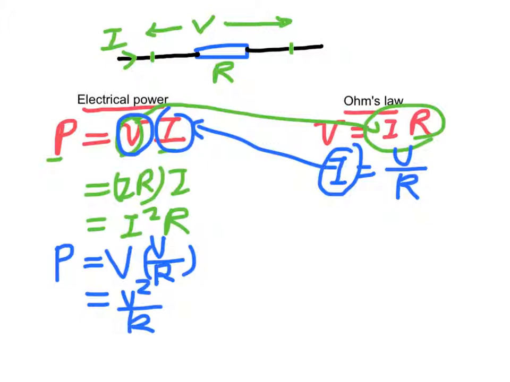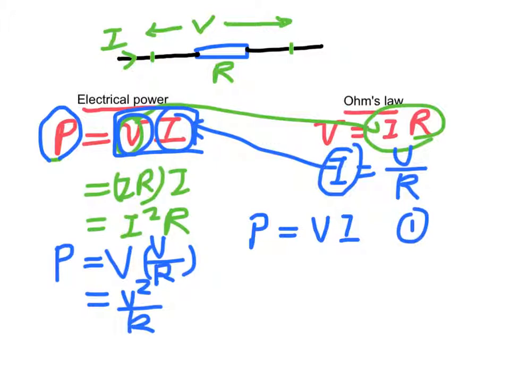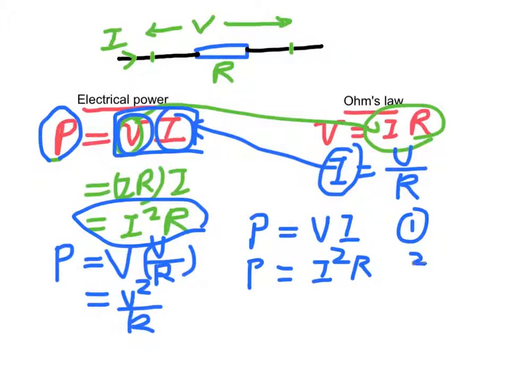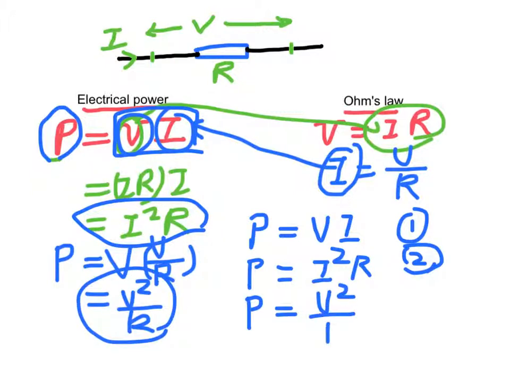Therefore, there are three possible formulas for power P. The first one is VI. The second one is I squared R. And the last formula is P equal to V squared over R.